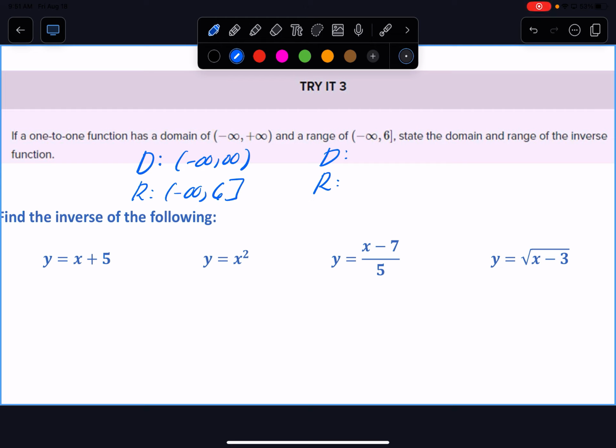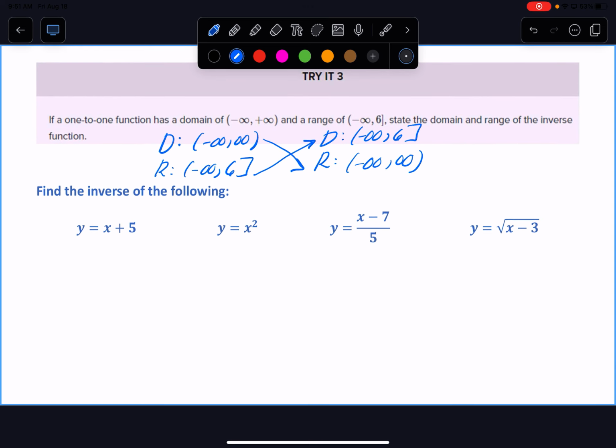That's super easy. What do we do? Just switch them. The domain of the inverse must be -infinity to 6. True, everyone. And then the range must be -infinity to infinity. We just switch our domain and range. Awesome. We're doing really good. We're close to being done here.